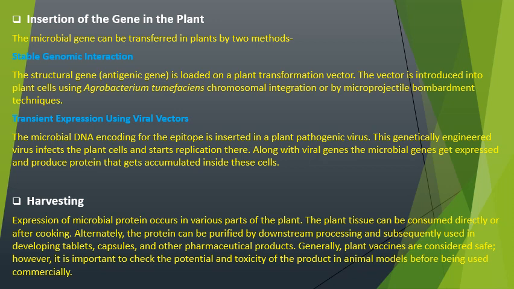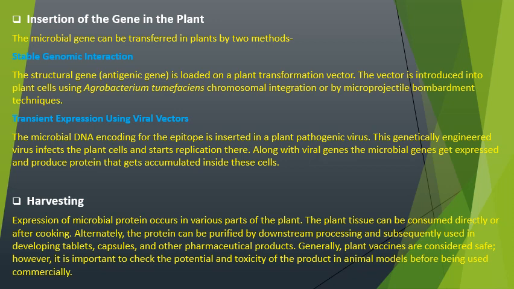Another step is insertion of the gene in a plant. The microbial gene can be transferred into the plant genome by two methods. The first one is stable genomic integration. The structural gene, which is also known as the antigenic gene, is loaded on a plant transformation vector. The vector is introduced into the plant cell using Agrobacterium tumefaciens, chromosomal integration, or by microprojectile bombardment techniques.